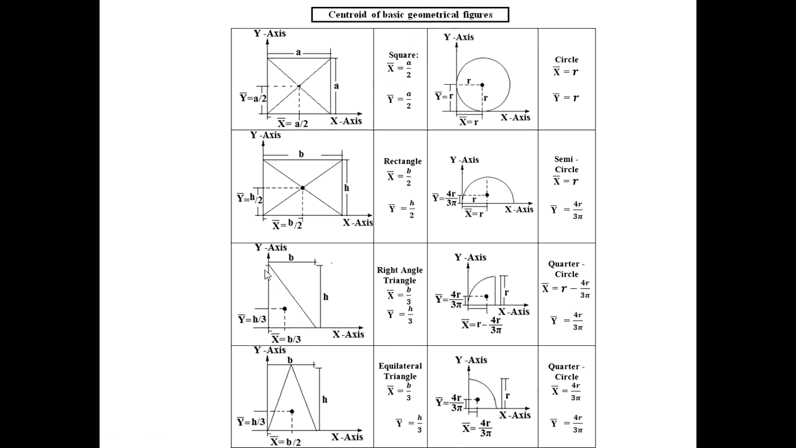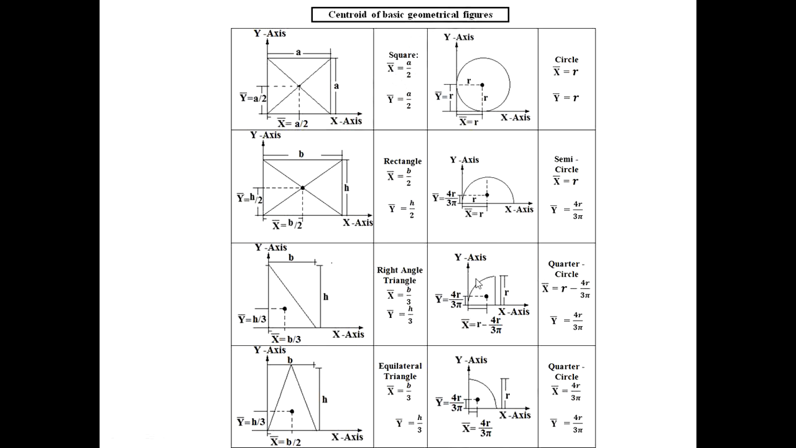Then right angle triangle, x bar from this origin is b by 3 and y bar from this origin is h by 3. Then equilateral triangle, the x bar will be b by 2 and y bar is h by 3. For circle, the x bar and y bar are the same, that is d by 2 or radius. For semicircle, the x bar is d by 2 or radius and y bar from the x axis is 4r upon 3 pi.